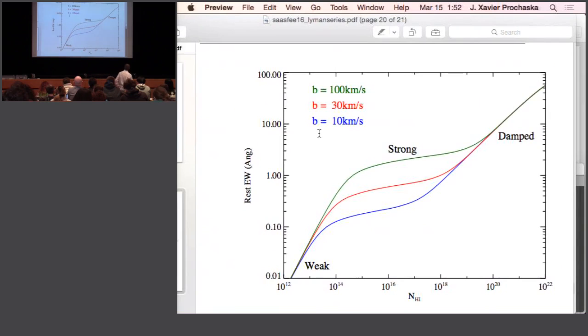This is all for Lyman-alpha, ranging the column densities from 10 to the 12 out to 10 to the 22, so 10 orders of magnitude in column density. Here's this weak or linear limit, the correlation between equivalent width and column density being linear. The saturated regime, where now you see we travel many orders of magnitude in column density and very little change in the equivalent width. And the damping regime, where now the equivalent width goes like the column density to the 1/2 power.